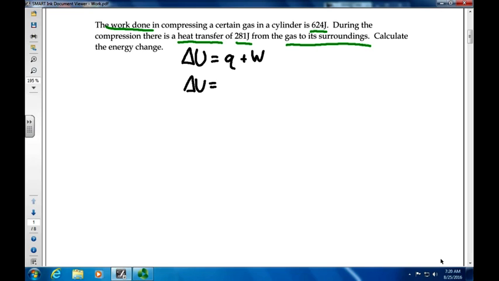So delta U is equal to 281 joules, but we're going to make it a negative 281 joules because it's exothermic, plus the work done. And it's the work done in compressing a gas in a cylinder. So we can leave that one positive. So 624 joules. Doing the arithmetic out, you will find that the answer is simply 343 joules.